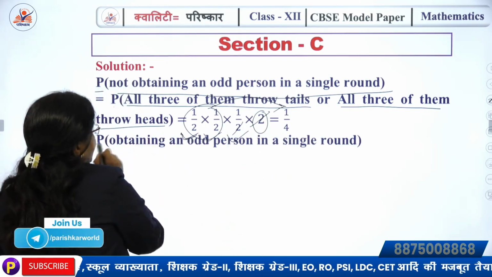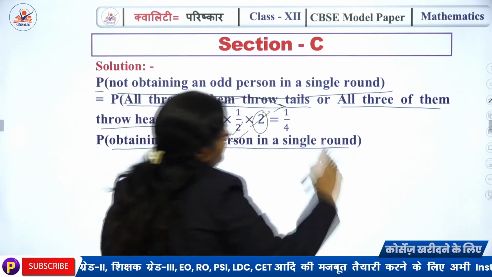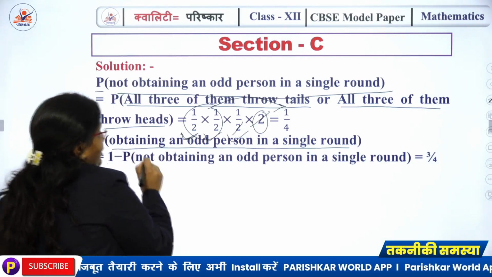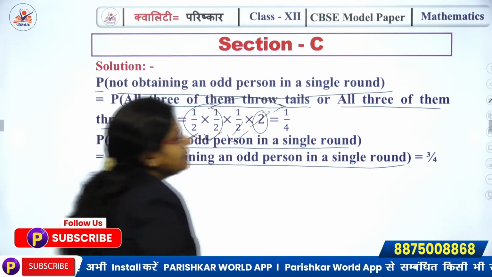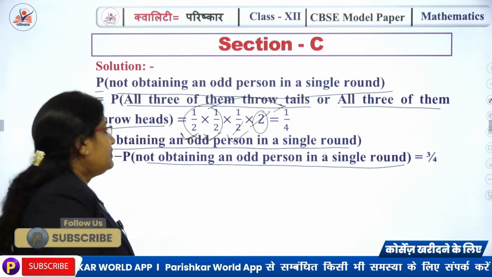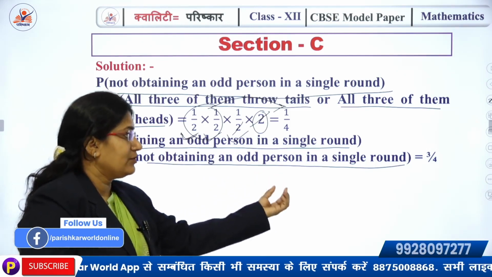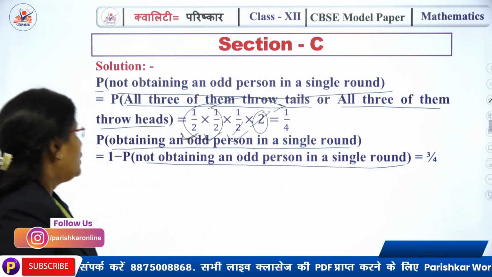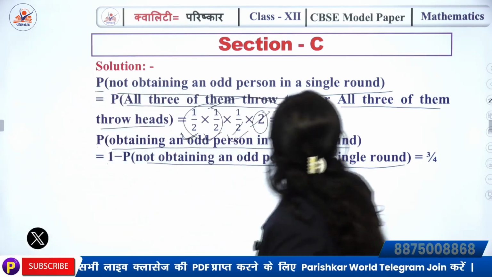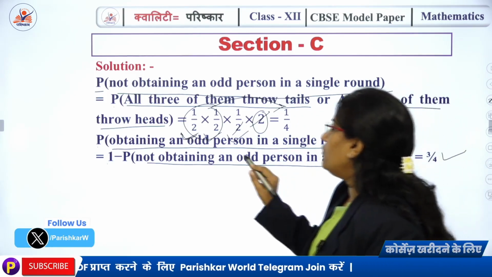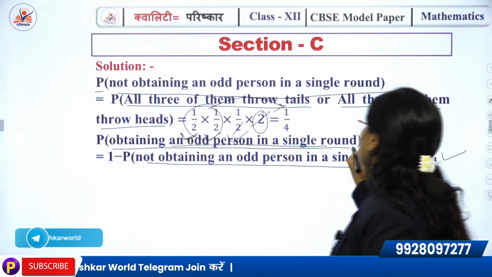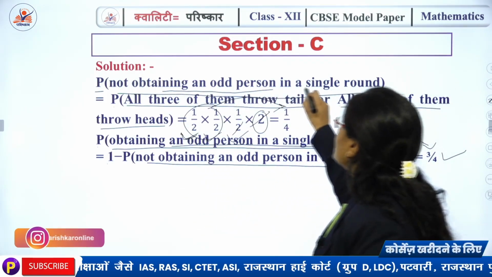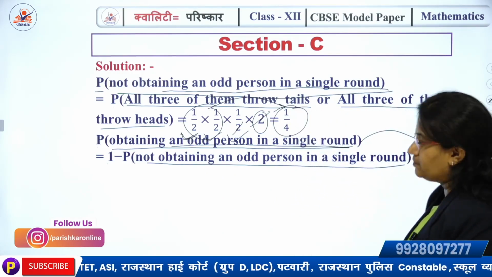Now the probability of obtaining an odd person in a single round. When will we get an odd person in a single round? When 1 minus the probability of not obtaining an odd person in a single round. If the total probability is 1, and we subtract not obtaining an odd person from 1, we will get obtaining an odd person. So 1 minus 1/4, that is 3/4. Probability of obtaining an odd person in a single round is 3/4 and probability of not obtaining an odd person in a single round is 1/4.